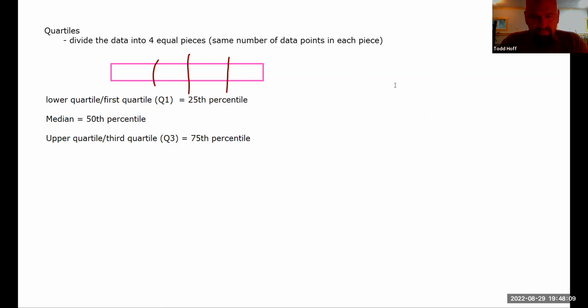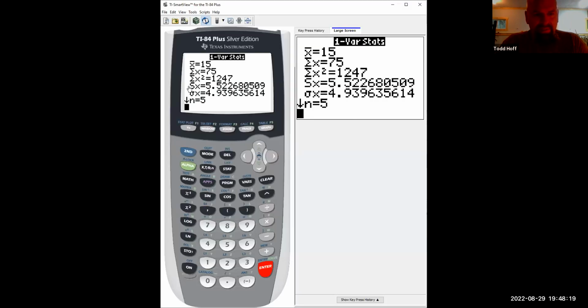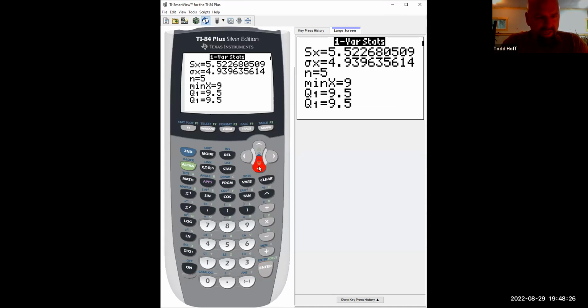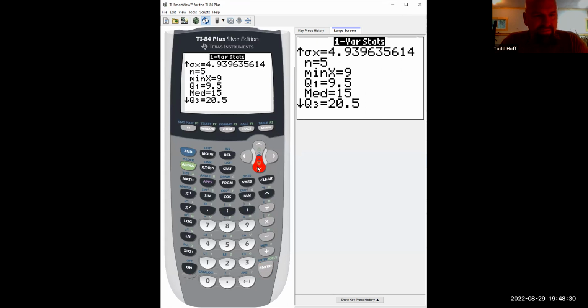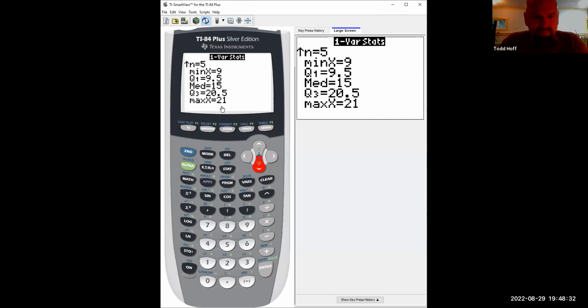Cool. Let's look at the data set we had in the calculator before. Let's go back to the calculator. So here I have the mean and I have the standard deviation for a sample and population. But notice I can keep going down. If I arrow down, I have the minimum. The first quartile is 9.5, median of 15, third quartile of 20.5, max of 21.